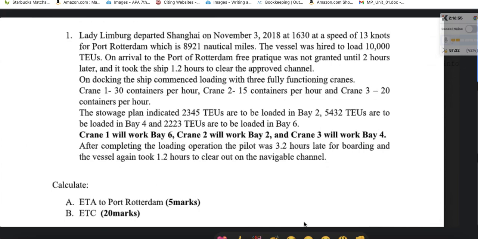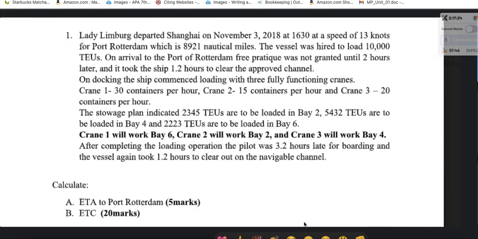But there's more information. On arrival to Port Rotterdam, pratique was not granted until 2 hours later, and it took the ship 1.2 hours to clear the approved channel. So all that will be added to the ETA.